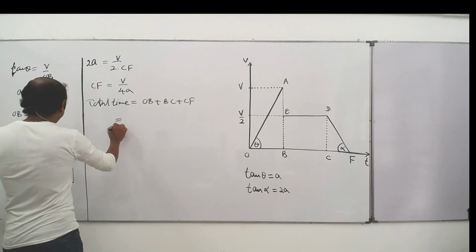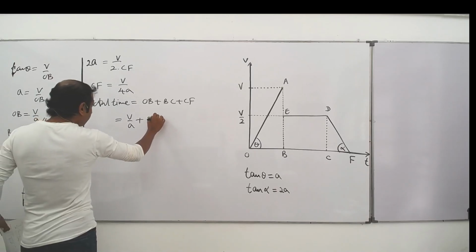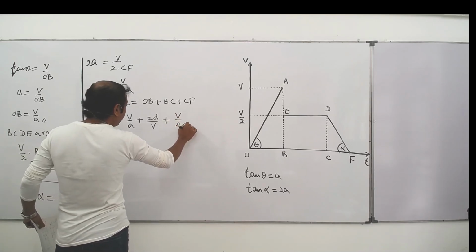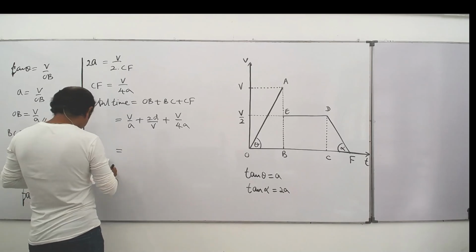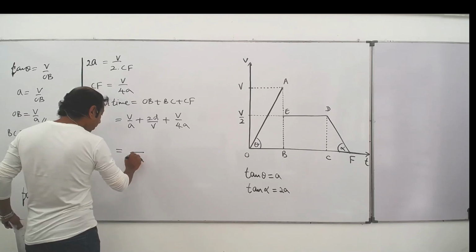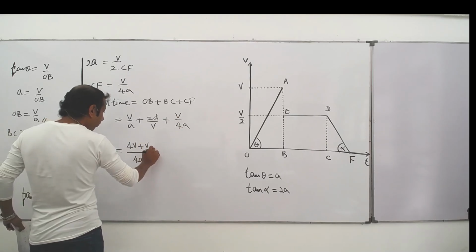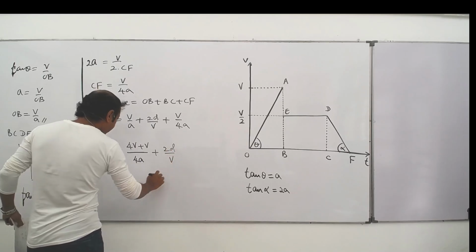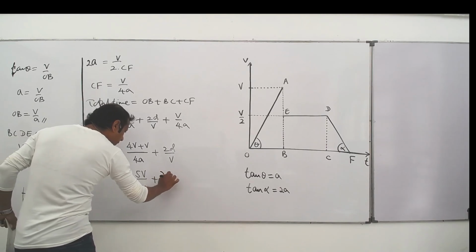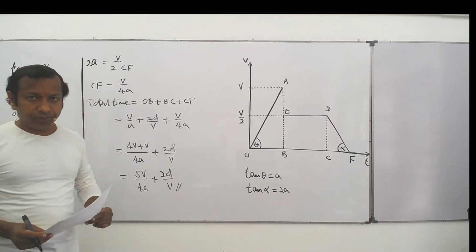So OB is v over a, BC is 2d over v, CF is v over 4a. Right. So here this and this we take together and take the common denominator as 4a. Then this v should be multiplied by 4, and here v, and 2d upon v. This is nothing but 5v over 4a plus 2d upon v, which is the total time. Right. Now the next one.